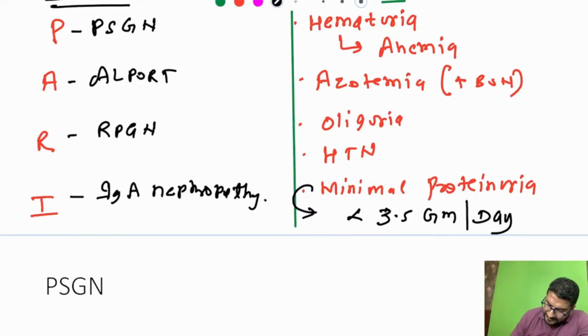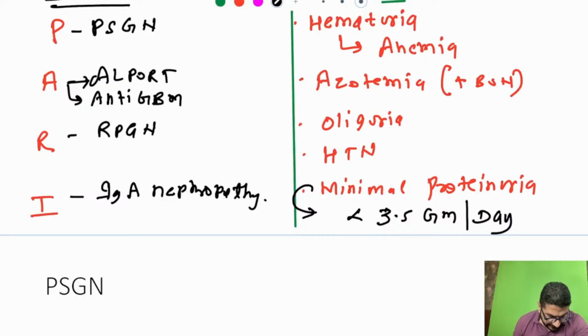With A we have one more condition called anti-GBM. Now tell me, where did I just mention anti-GBM? मैंने कहाँ पर बोला था anti-GBM? Where did I say it? Anyone? कौन बताएगा? Where did I mention anti-GBM today? Just now, come on.